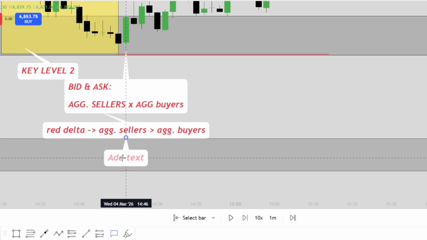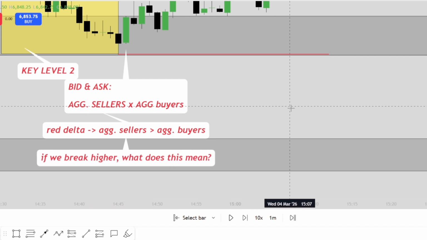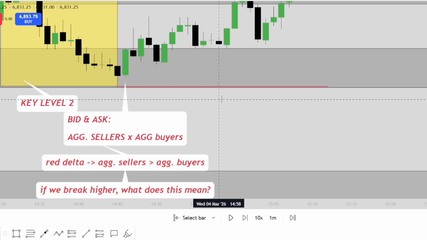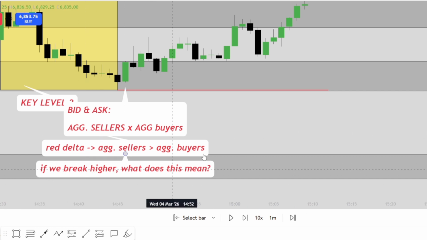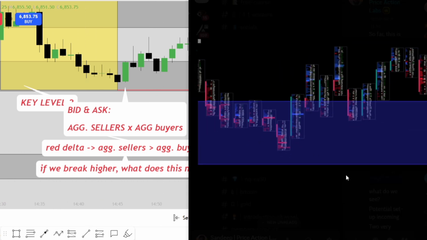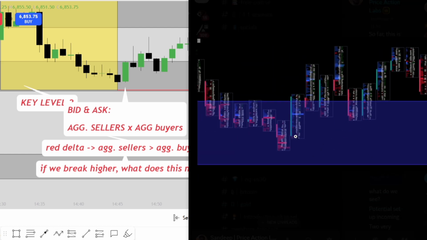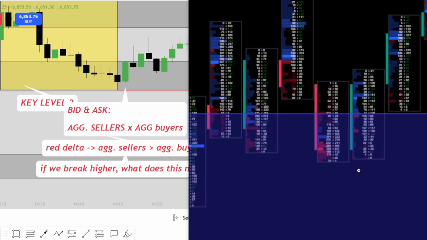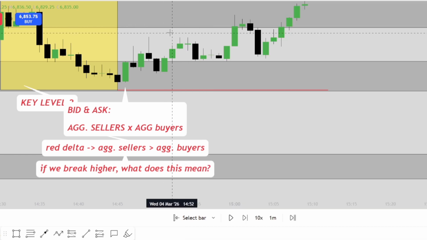Now, the next thing to understand is if we break higher, what does this mean to us? Between 9:45 and around, let's call it, just before 10 a.m. Eastern, what do these aggressive sellers tell us? In other words, were they successful? Were these aggressive sellers successful, where we had multiple breaks above the zone here?